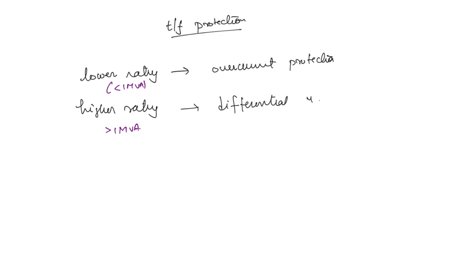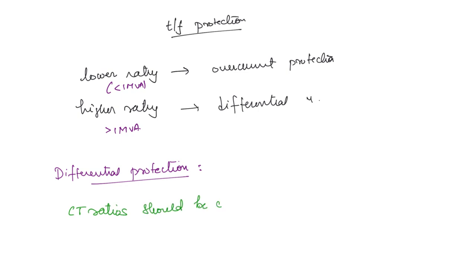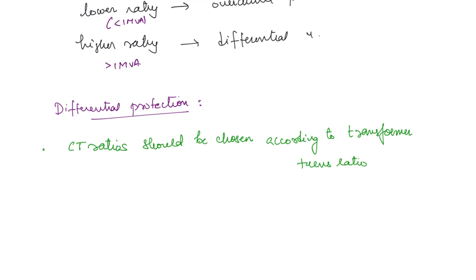Now here the connections that are used in differential protection is important. So we will discuss a bit about that. What happens in a transformer? The primary side winding is going to have a different voltage level and current level, while the secondary side is going to have a different voltage and current level. So the CT ratios should be chosen according to the transformer ratio. This is one point that is important.